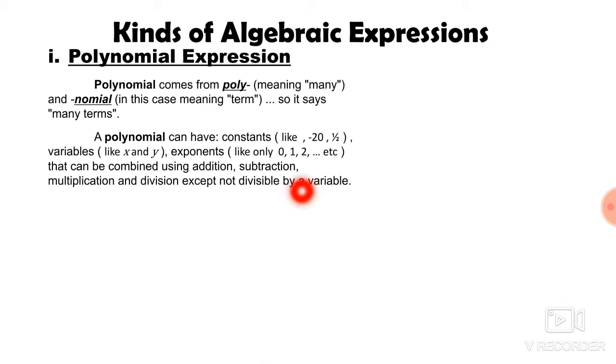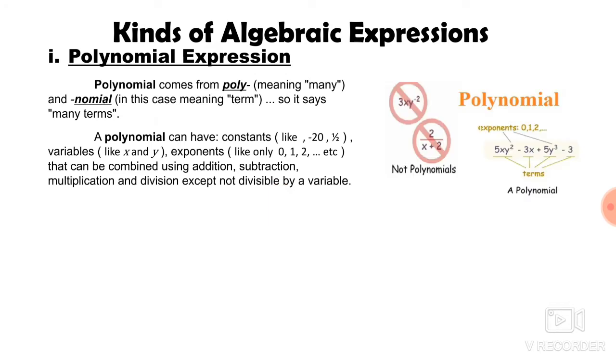Okay, there are two restrictions. The first one is the exponent must be 0 or any positive integer, and the expression must not be divisible by any variable. Here are the examples. 5xy square minus 3x plus 5y cube minus 3. This is an example of a polynomial because the powers of the variable here are 0, 1, 2 and so on. No negative powers and no division with a variable is included. So this is an example of a polynomial.